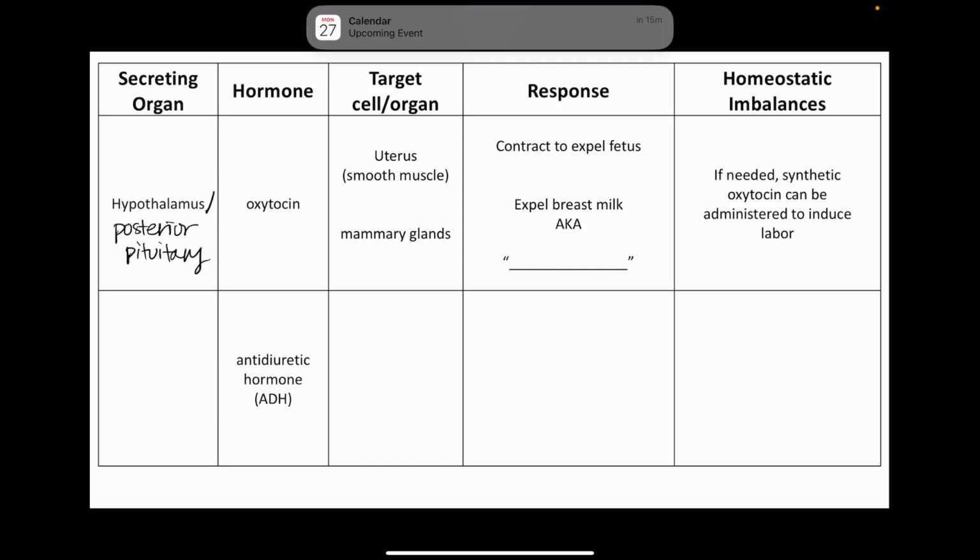But the hypothalamus and posterior pituitary are going to release oxytocin. The oxytocin is going to have 2 targets. It's going to target the uterus, specifically the smooth muscle of the uterus, in order to cause contraction of the uterus to expel the fetus during childbirth. And then it will also target the mammary glands to expel breast milk, which, what did I say that was called? Let down.